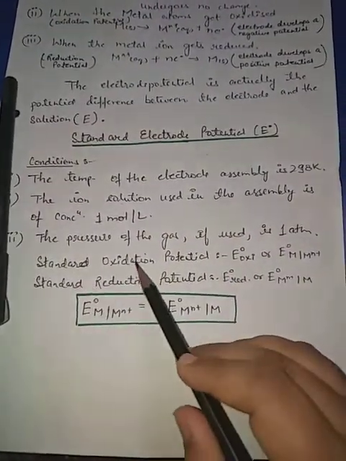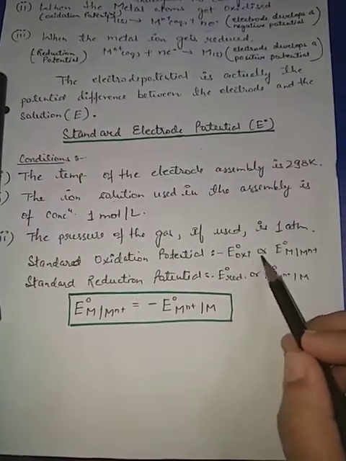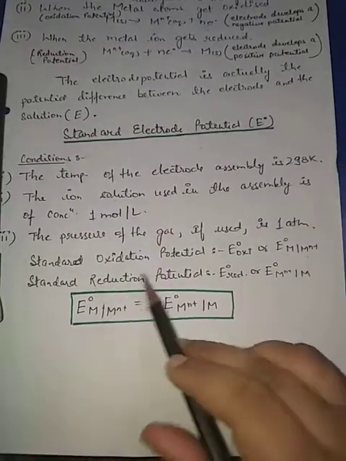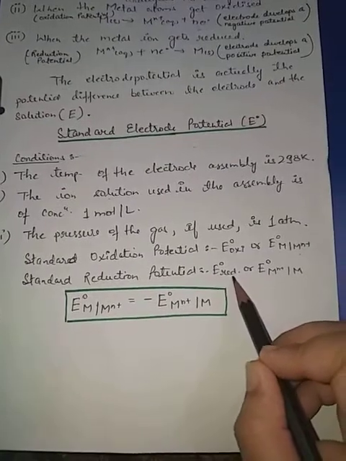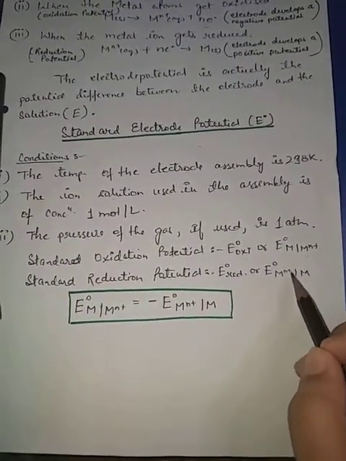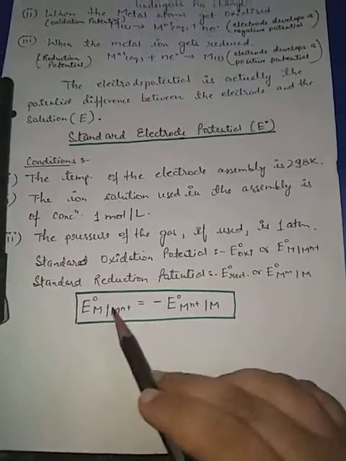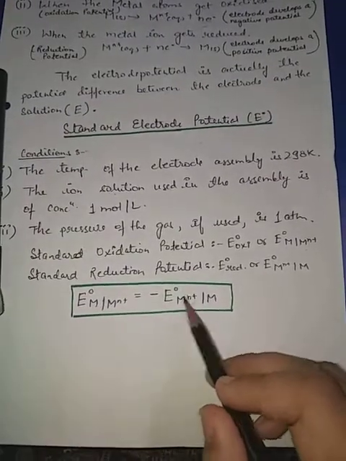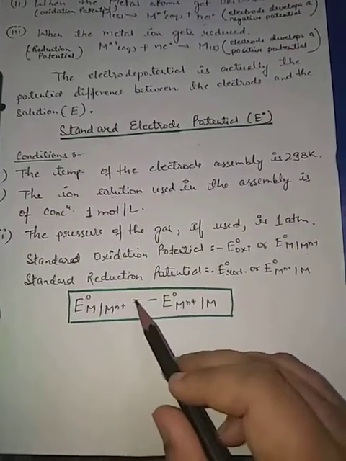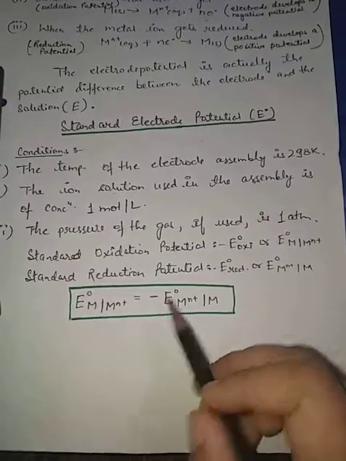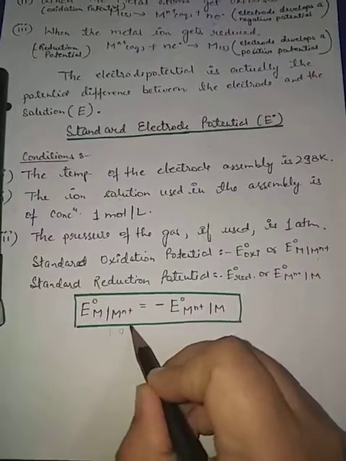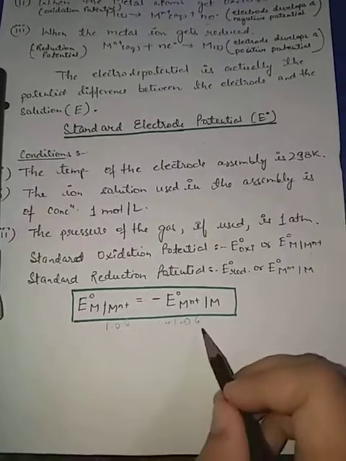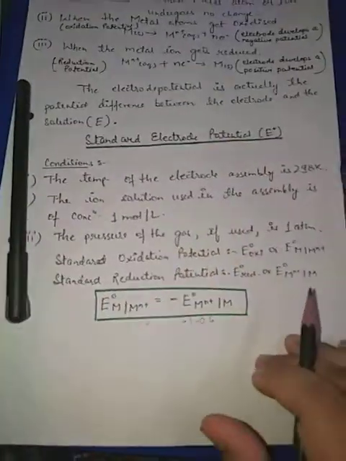If you are talking about the standard oxidation potential, it is E naught oxidation or E naught M | Mn+, where metal is converting into ion. The standard reduction potential is E naught reduction or E naught Mn+ | M. Here oxidation is taking place and here reduction is taking place, and the value of oxidation is equal to the negative of reduction. Suppose it is 1.06, so it will be minus 1.06. Only this is the difference between them, but about all this we'll study later on.